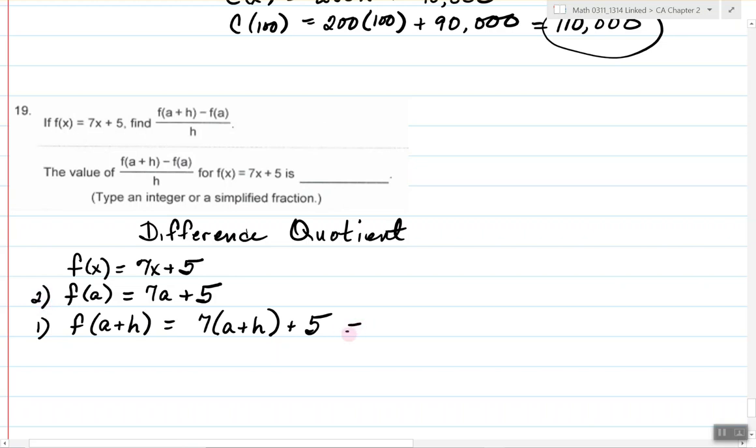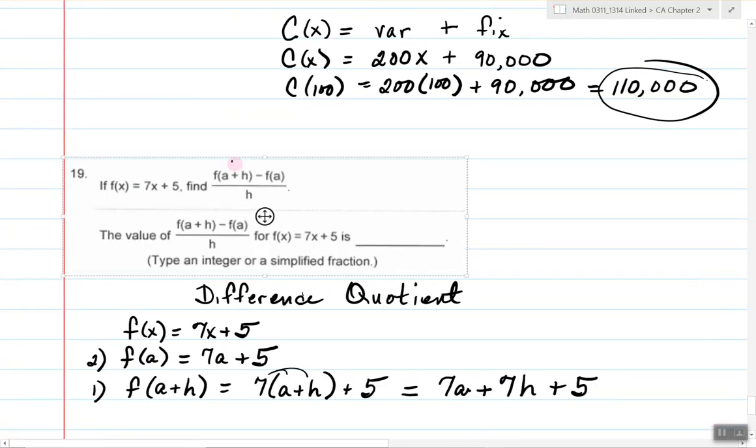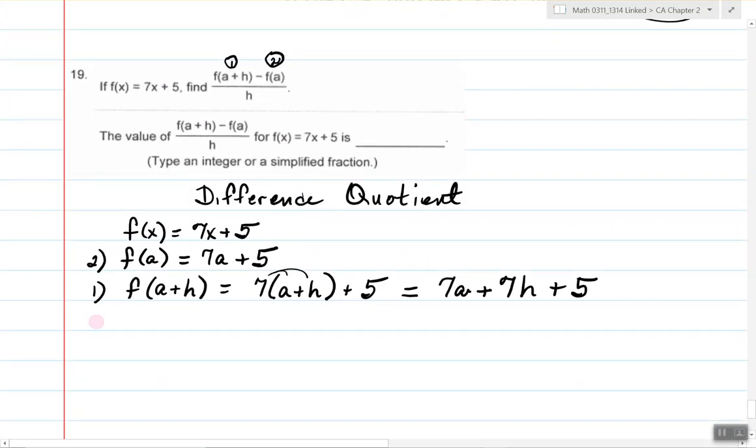Let me finish this one. Distributive property, that's 7a plus 7h plus 5. Now I know that right now you don't really know why you're doing this unless you've had a pre-calculus class before. So I'm looking at this. I'm going to from now on call this the first part and this the second part, and the third part is going to be to subtract them.